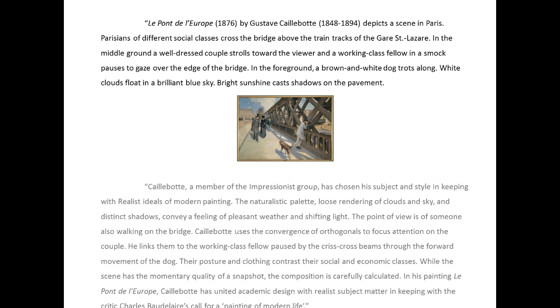Le Pont de l'Europe, 1876, by Gustave Caillebot, 1848 to 1894, depicts a scene in Paris. Parisians of different social classes cross the bridge above the train tracks of the Gare Saint-Lazare. In the middle ground, a well-dressed couple strolls toward the viewer, and a working-class fellow in a smock pauses to gaze over the edge of the bridge. In the foreground, a brown and white dog trots along. White clouds float in a brilliant blue sky. Bright sunshine casts shadows on the pavement.